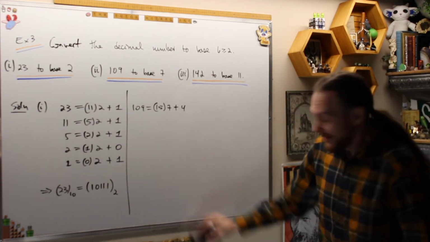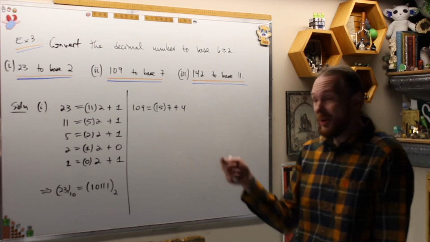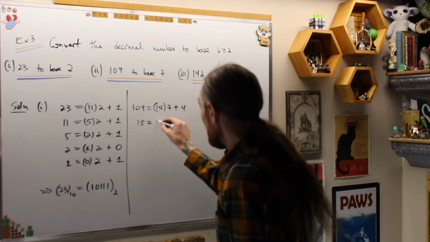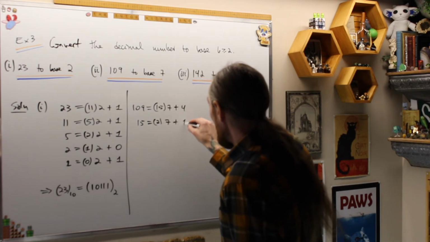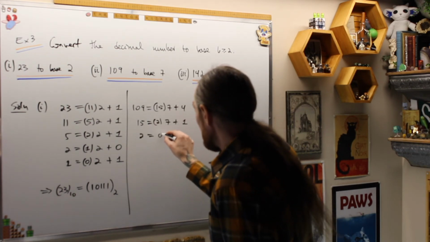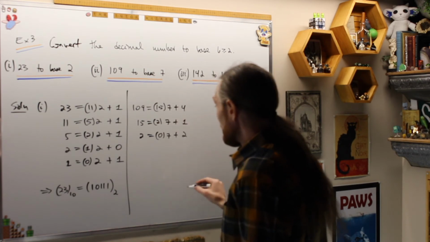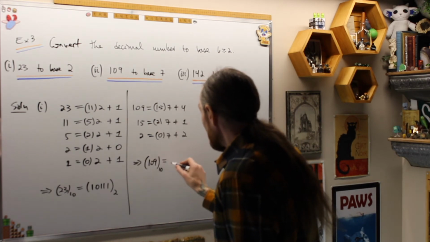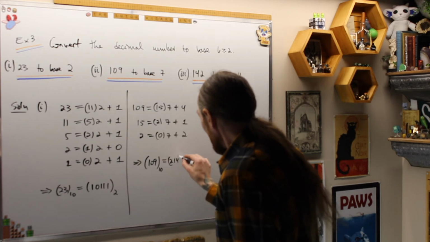And once I've done that, once the numbers are reasonably small, I can probably get that in there. So this says 15 now is going to be equal to 2 times 7 plus 1. And 2 is equal to no groups of 7 plus 2. So what that says is 109 base 10 is equal to 214 base 7.